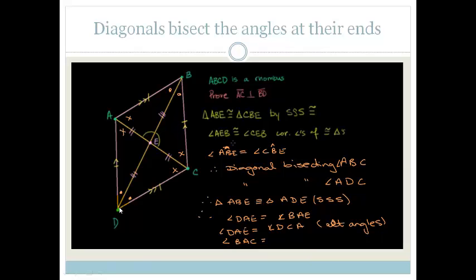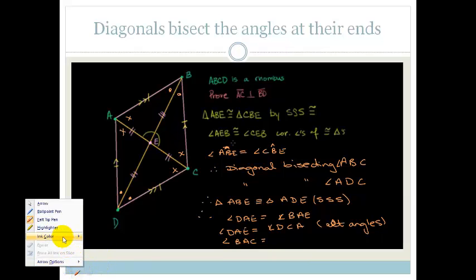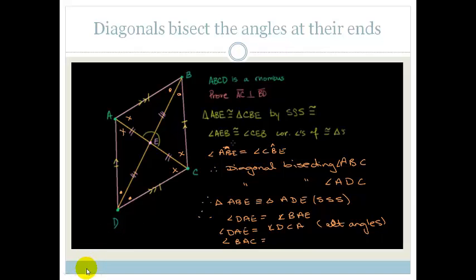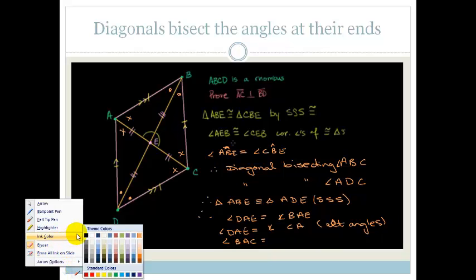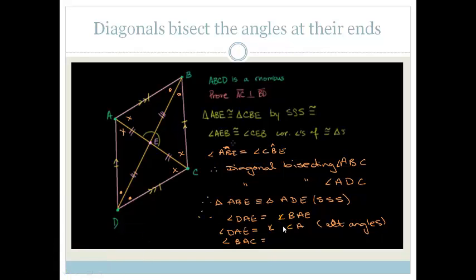did I just get the wrong one? I did. That's not DCA, that's BCA. Whoopsie, let me just fix that for you. I need an eraser. I'll show you what I did. That there's supposed to be a B, sorry. Go back to this color, so that's BCA, and now we've got DCA, which is again alternate angles, and therefore we've just proven that the diagonals bisect the angles at their ends.